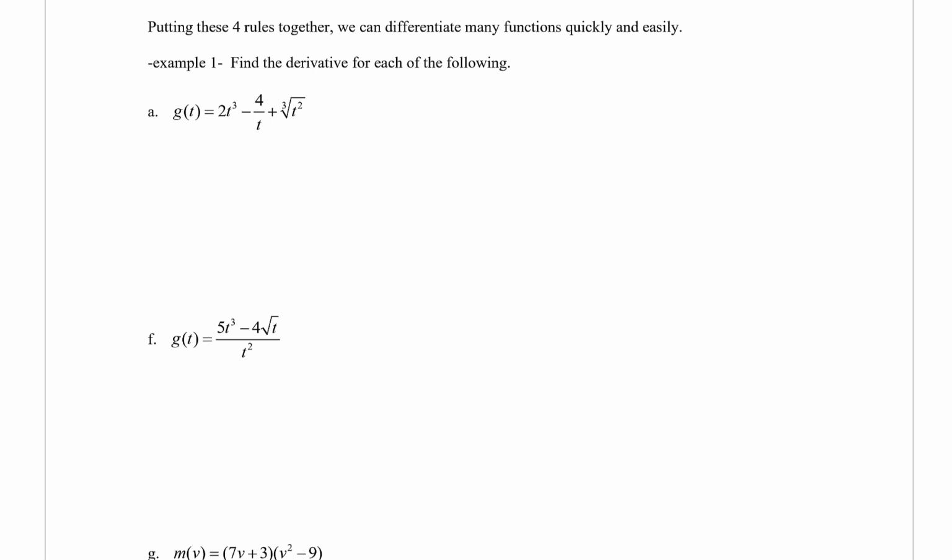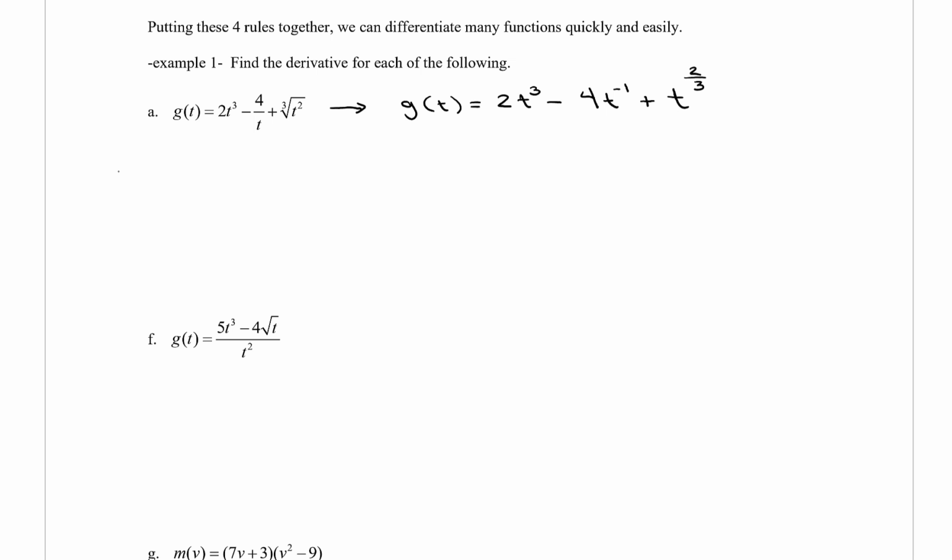Example 1. Find the derivative of each of the following. A. g of t equals 2 times t raised to the 3rd power minus 4 over t plus the cube root of t squared. I've drawn an arrow from this function to the right, and I have written out g of t in an alternate form. I have written g of t equals 2t raised to the 3rd power minus 4t raised to the -1 power plus t raised to the 2/3 power.